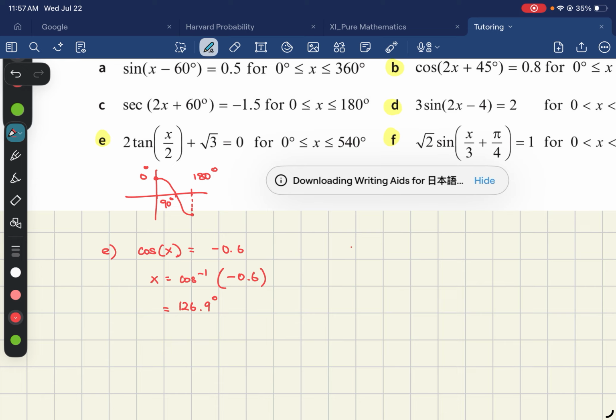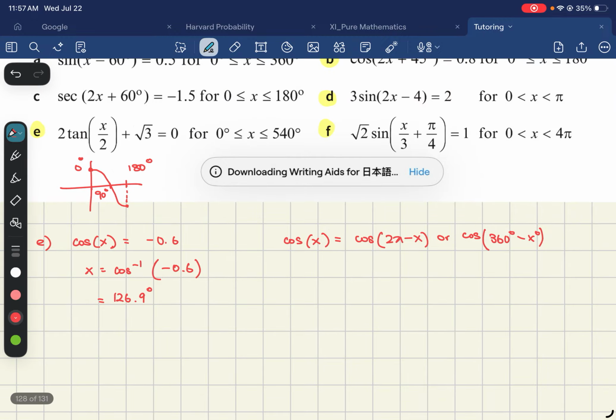Now cosine x is equal to cosine of 2 pi minus x, or cosine of 360 degrees minus x degrees, if x is in degrees. So if the angle is in degrees, you use this. If the angle is in radians, you use this for all x.